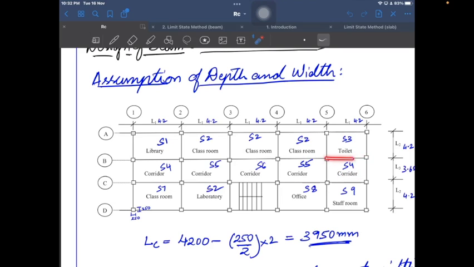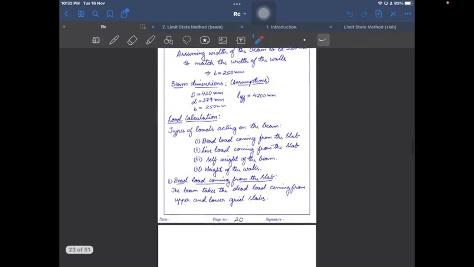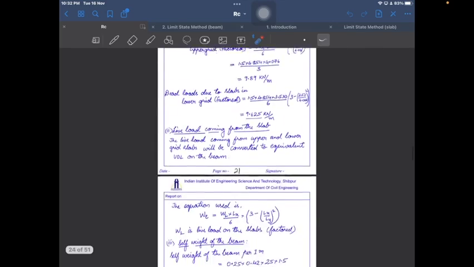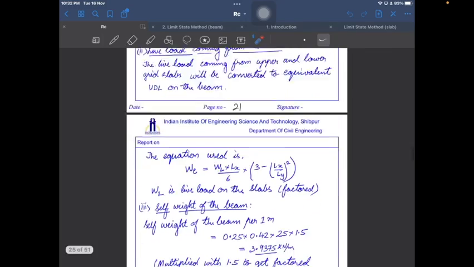This beam will be having dead load and live load from this slab and this slab, both sides. Similarly, upper and lower will be contributing dead load and live load. I hope things are clear till live load.